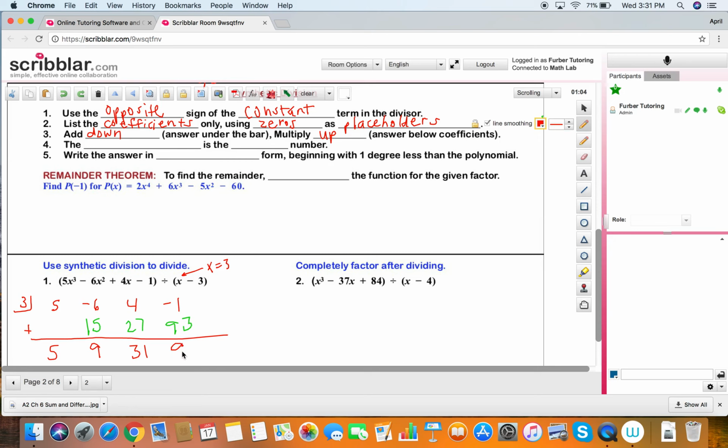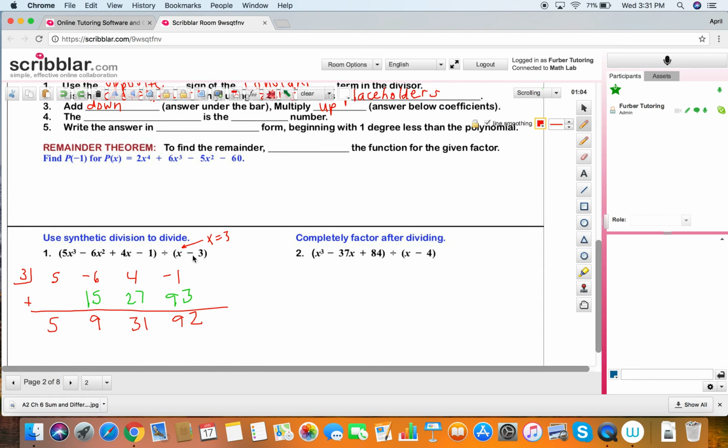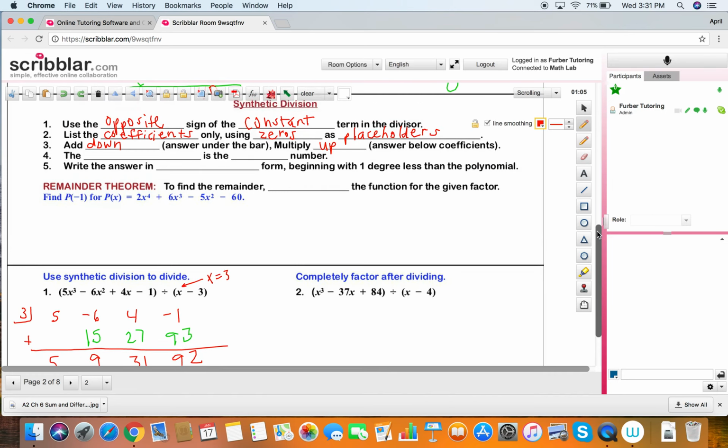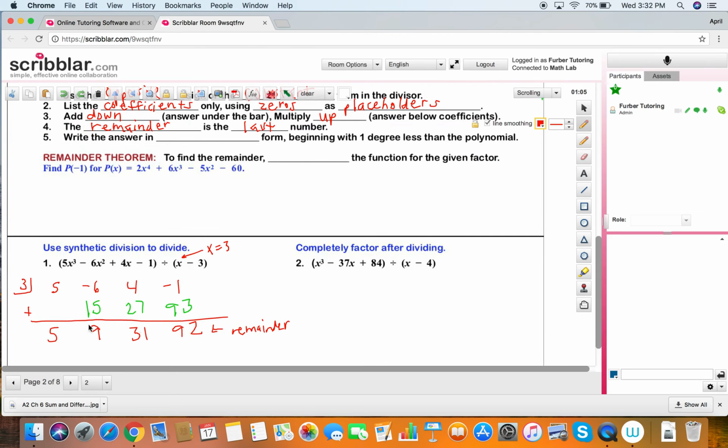Now here's the hard part. That's just a bunch of numbers. That's not telling me anything about whether or not this is a factor of this. Well, remember, we detached all these coefficients from the terms. So we have to put them back together. Now, the last term that we find is always the remainder. So this 92 right here, that's the remainder.